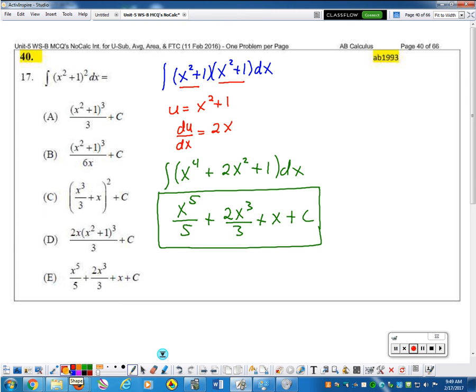Could you square everything in the parentheses first? Tell me what to write. So the x squared is x to the 4th, and then 1 squared is 1. Do you want to write plus? Yeah, plus 1. Is that what you're thinking? Yeah, but I don't think that would work.